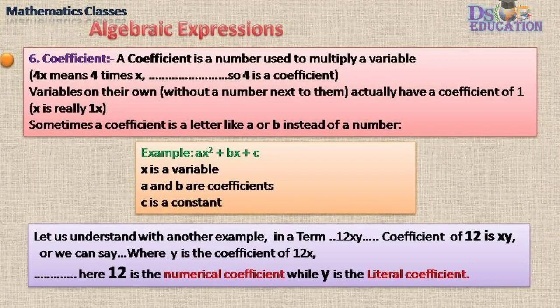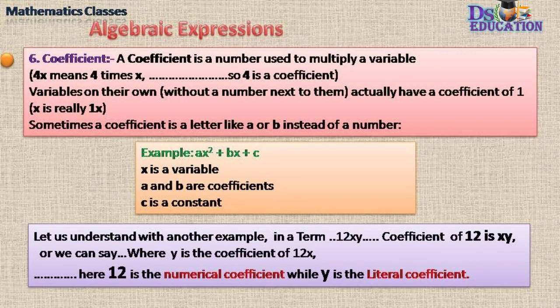Now, what is a coefficient? A coefficient is a number used to multiply a variable. It means any number which is written beside the variable term. For example, 4x means 4 times x, so here we can say 4 is the coefficient. If I ask you what is the coefficient of x, you will say, sir, 4 is the coefficient of x.